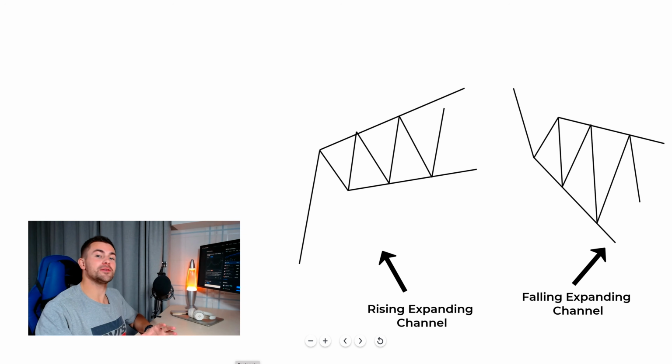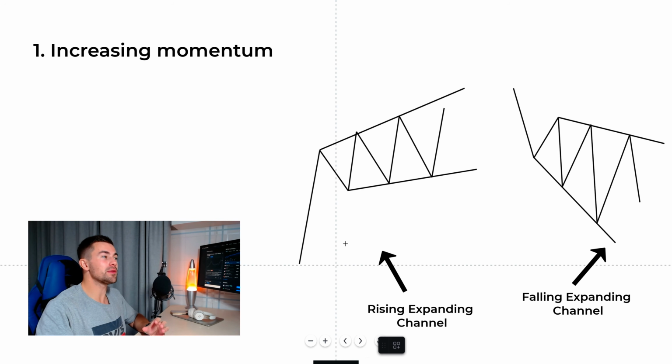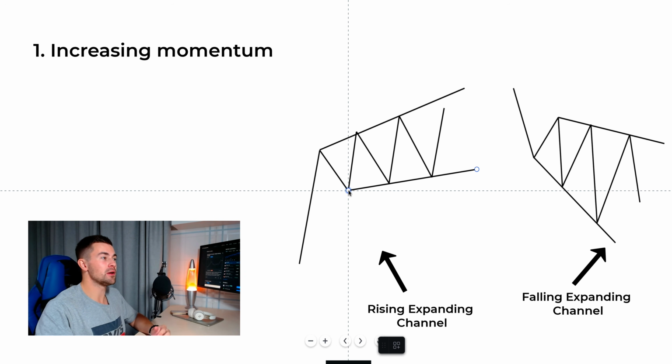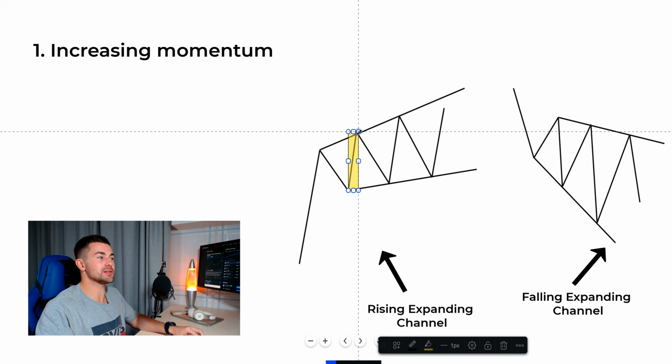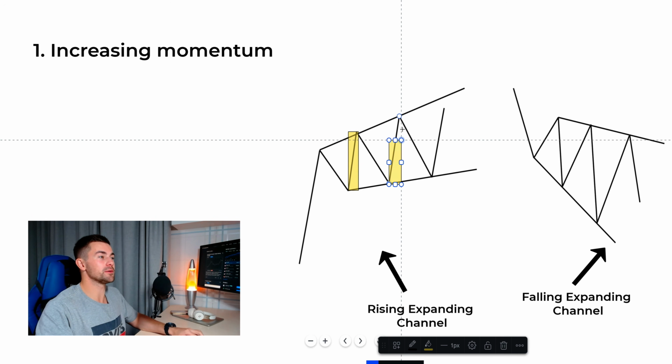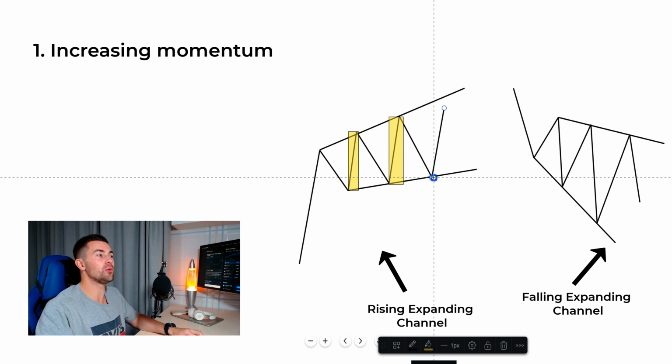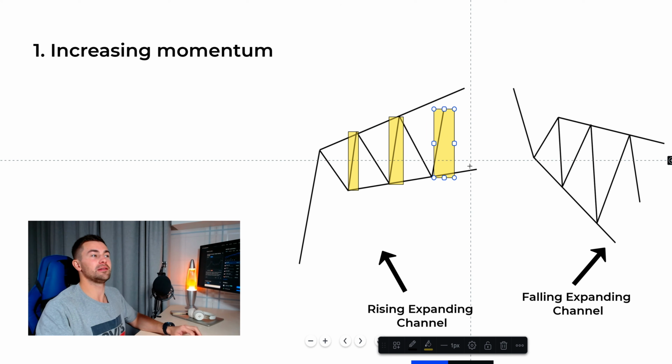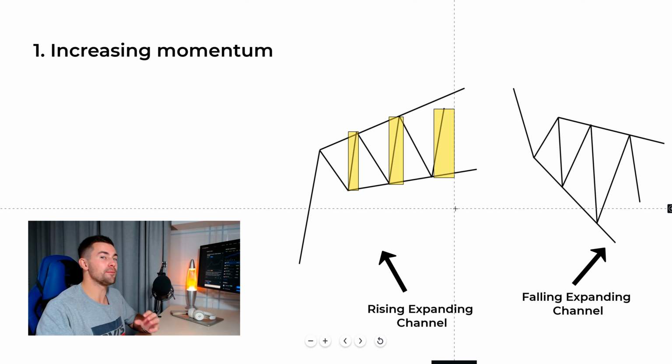While a contracting channel was the indicator of the weakening price action, the expanding channel tells us about the increasing momentum. Here, within the rising expanding channel, after each and every test of the support of the channel, bullish legs become stronger and stronger. We see the increasing bullish momentum right here, and it definitely tells us that the bullish trend here becomes stronger and stronger.